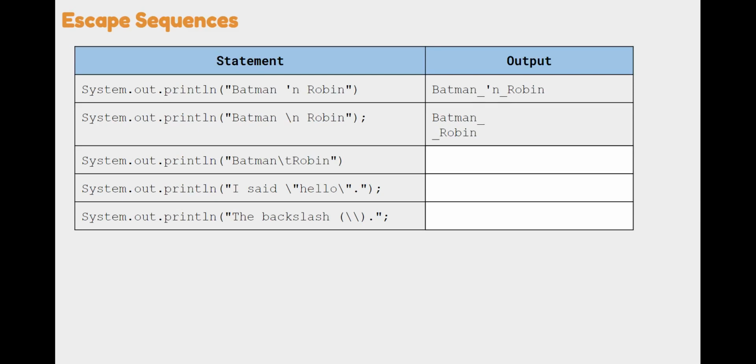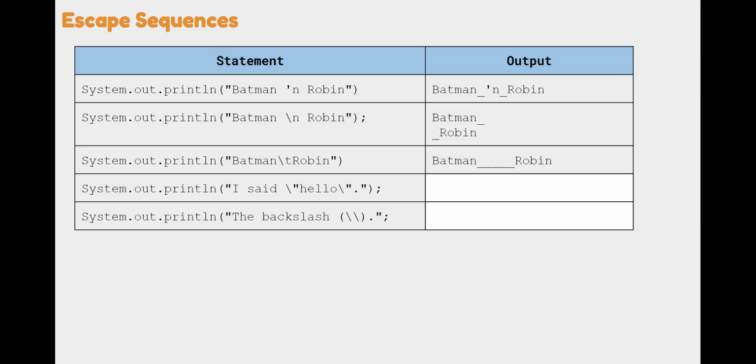On the third line, we have a backslash t right in the middle, no spaces around it. We don't need to have spaces around an escape sequence. Right when Java sees that backslash, it knows to treat that next character differently. In our console, we will have Batman, and then we will have a tab space, and then we will have Robin. The fourth line, we have two escape sequences in there.